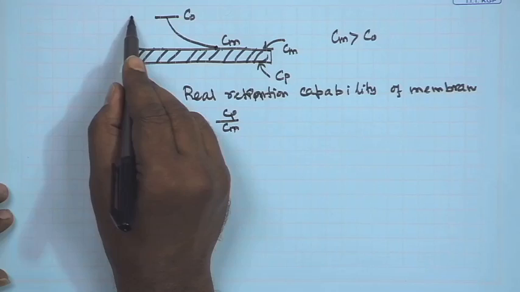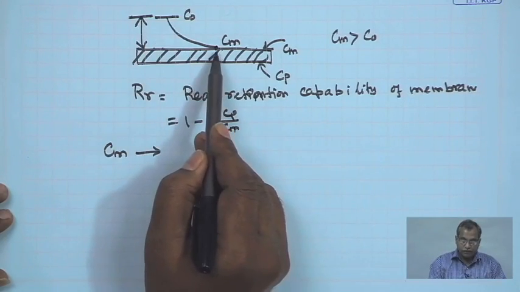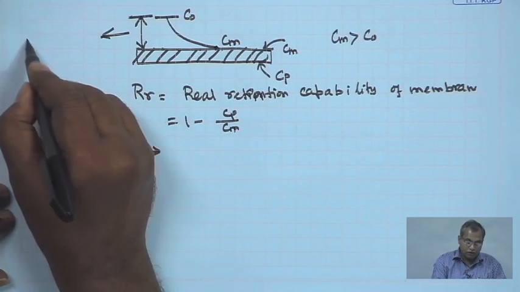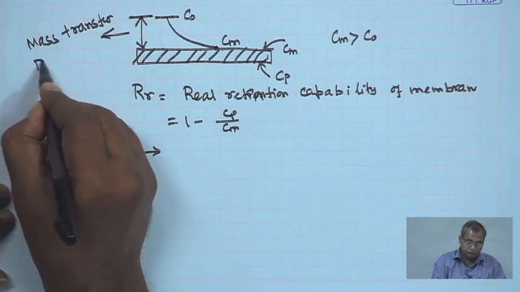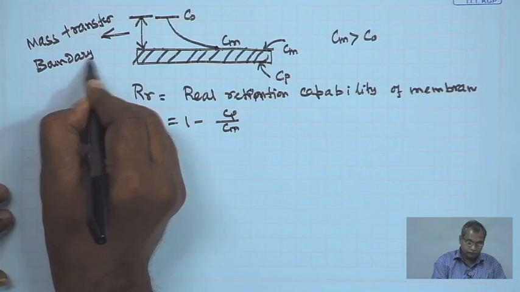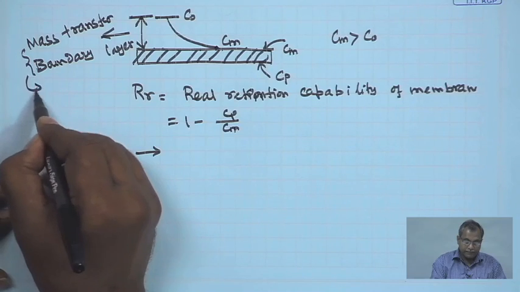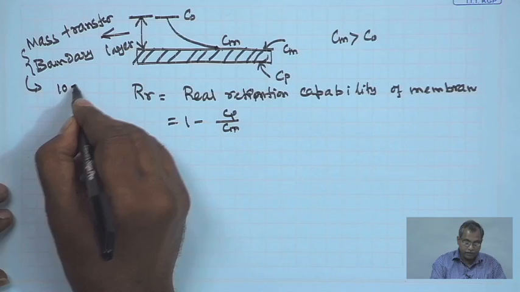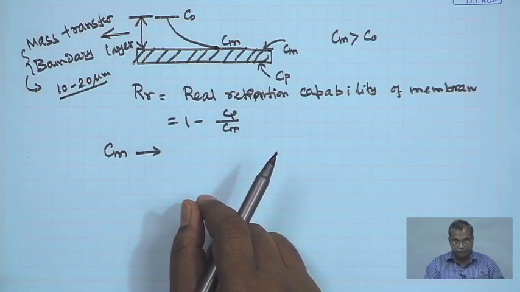So, that will reduce the concentration on the membrane surface. Secondly, there will be a gradient of solute from the feed to the membrane surface, and this layer is known as the concentration boundary layer or mass transfer boundary layer. And typically the thickness of this mass transfer boundary layer will be in the order of a few microns, maybe 10 micron, 20 micron, or even 50 micron, 120 microns, something like that.